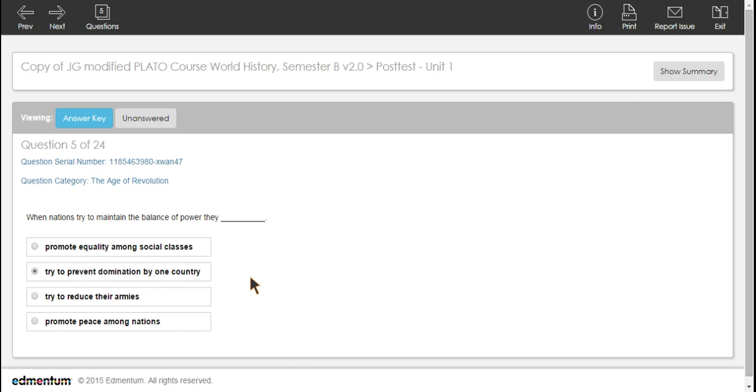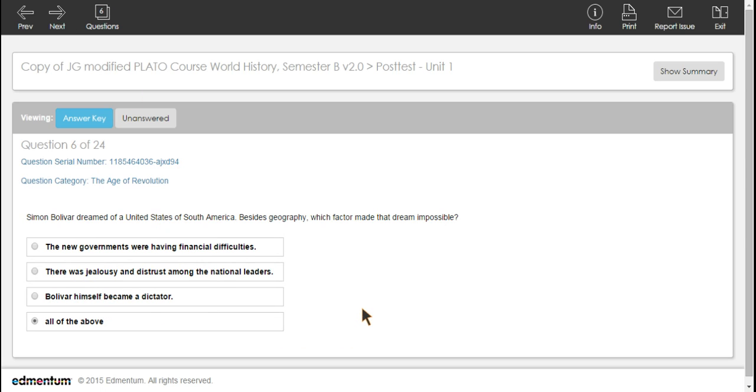When nations try to maintain the balance of power, they promote equality among social classes, try to prevent domination by one country, try to reduce their armies, or promote peace among nations. Correct answer is that they try to prevent domination by one country.